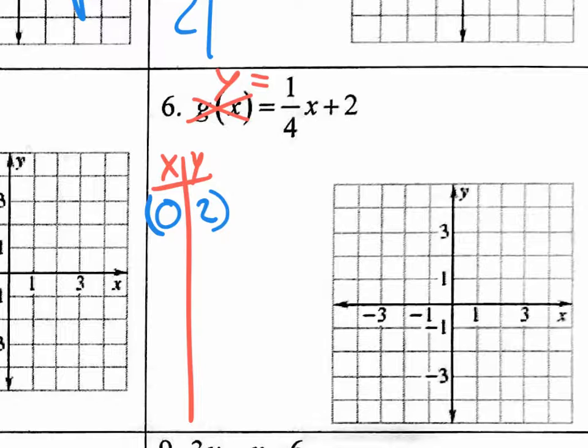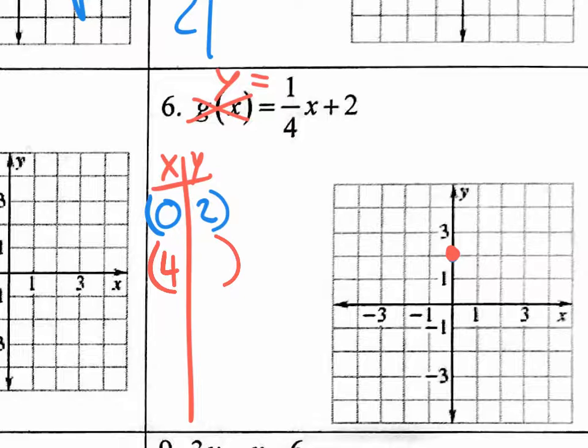Might as well graph it right now. 0 on the x, 2 on the y. There it is. Put the dot right there. Let me do it in red better. Okay. Now, instead of plugging in a 1, because if I plug in a 1, 1/4 times 1 is 1/4, and then plus 2 to get 2 1/4. You get fractions, it's not cool. So what number would be nice to plug in right here if my denominator is 4? 4. So let's actually plug in that exact denominator value, 4.